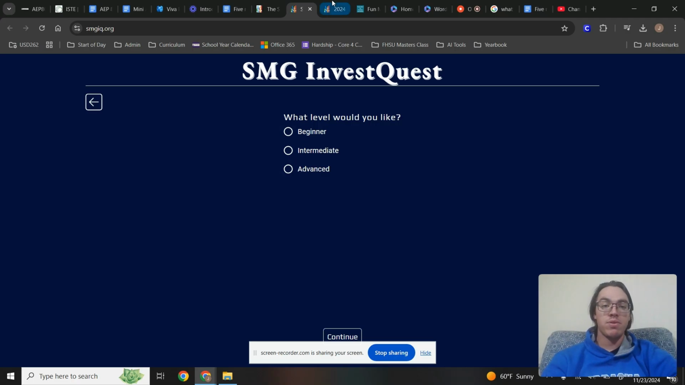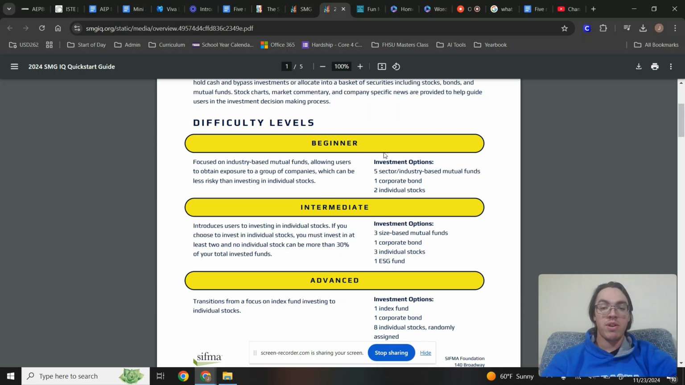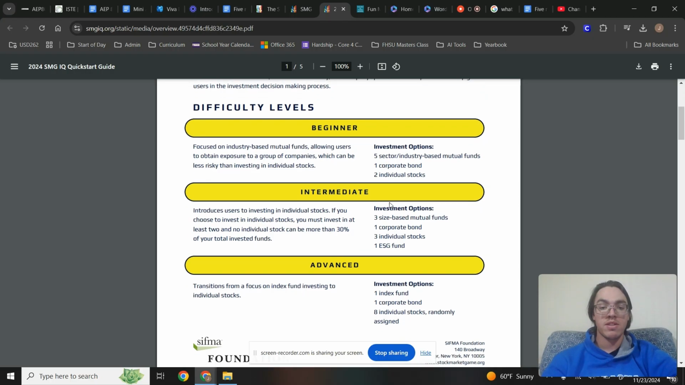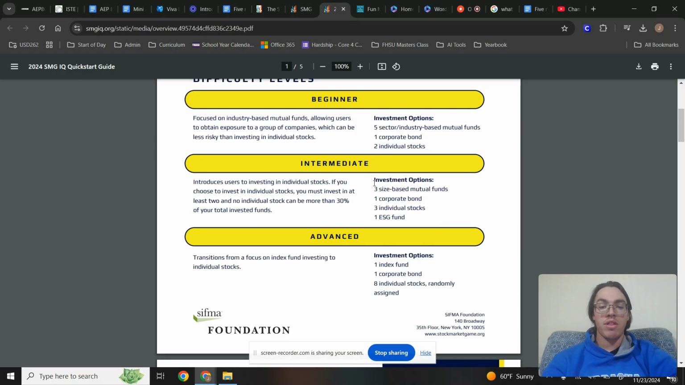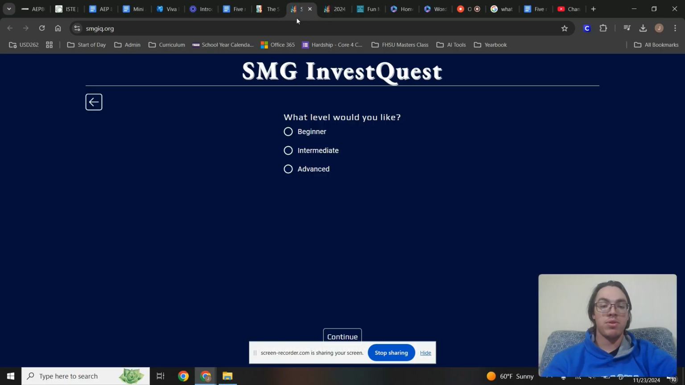They have 3 different levels. They also have this guide to help you out. In your 3 different levels, you have different investment options. In the beginner one, it's a lot more mutual funds. There's a corporate bond, and you only get 2 individual stocks. In the intermediate, you get 3 mutual funds, 1 corporate bond, and 3 stocks. And then in your advanced section, you get 8 individual stocks. So I did make my middle schoolers do the advanced version, because they wanted to buy stocks. I knew what they were interested in, so I wanted to give them that opportunity. So I'll click advanced on here.